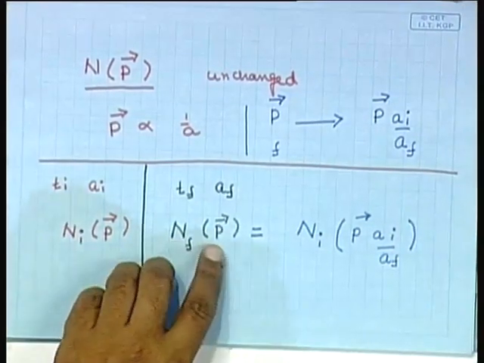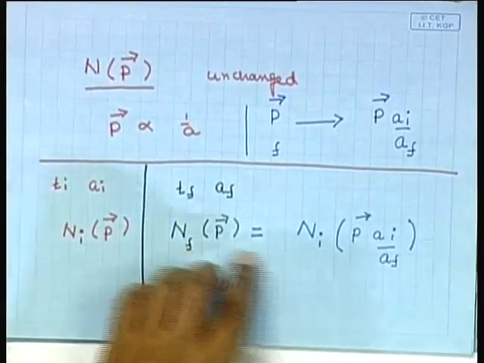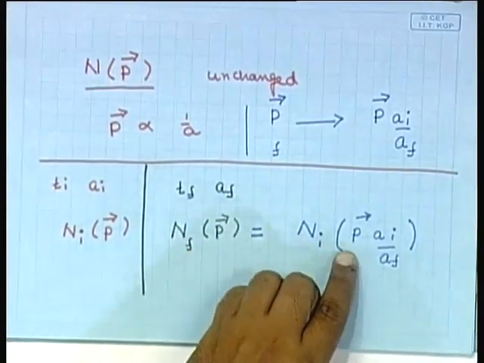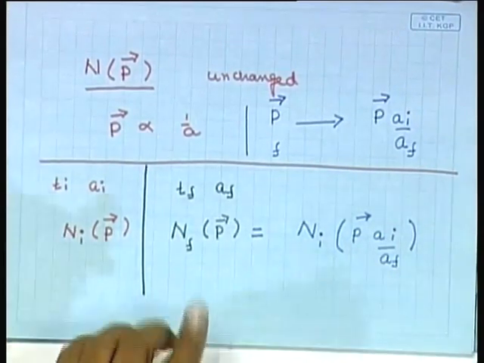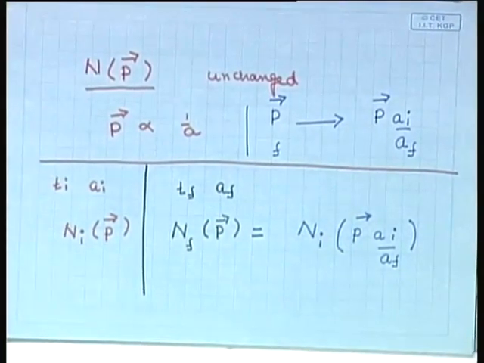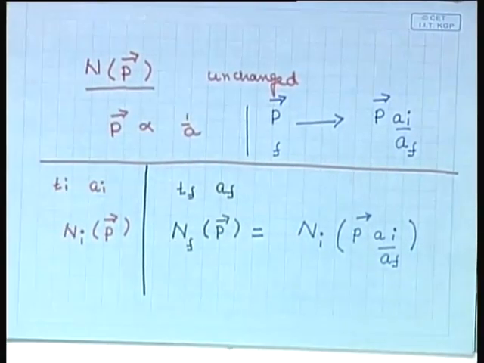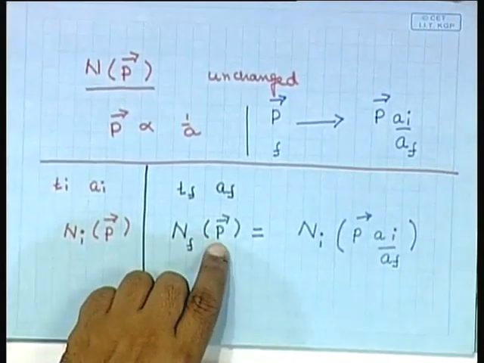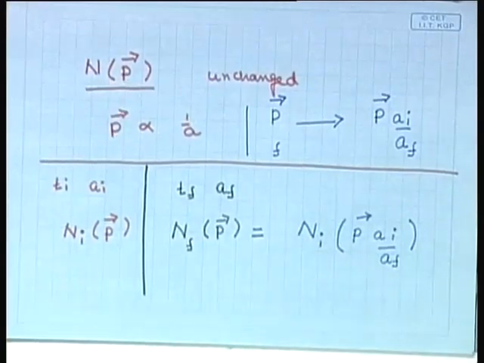So, the number of photons with momentum p at the final time is essentially the number of particles with momentum p a_i by a_f at the initial time. This gives us the relation between the distribution functions, because the particles are neither destroyed nor created. So, you can just relate the photon number at a certain momentum now to the photon number at a different momentum in the past at some other time, that is all. The momentum value has changed.